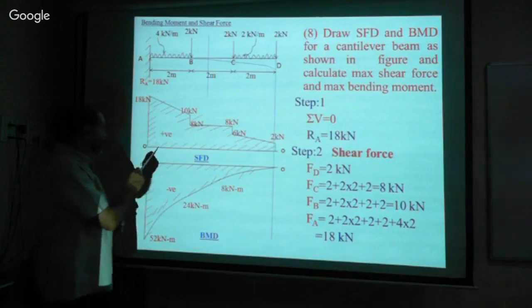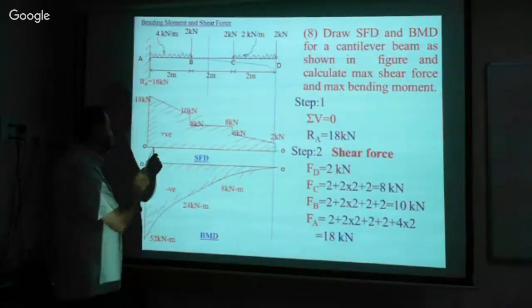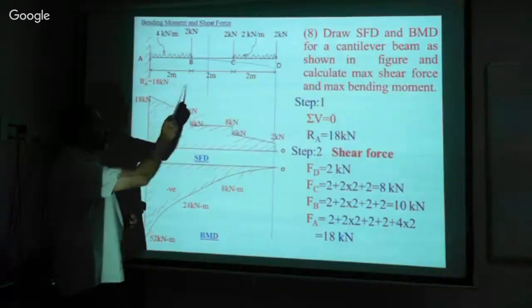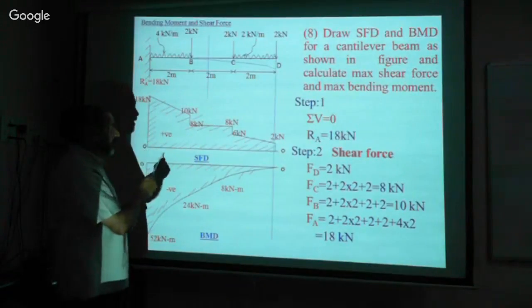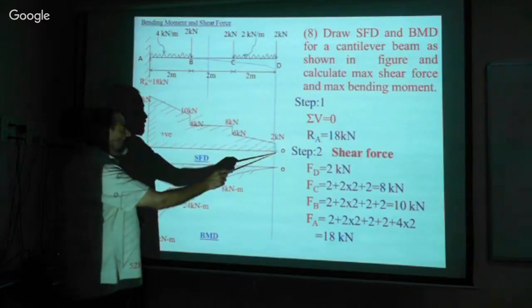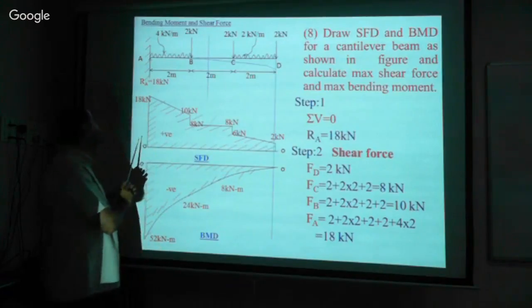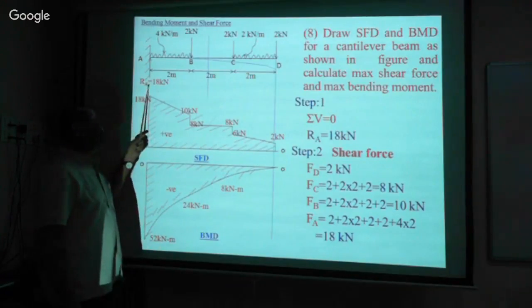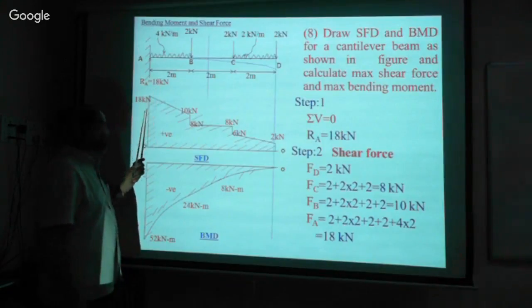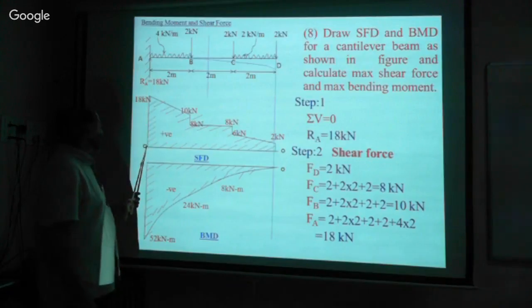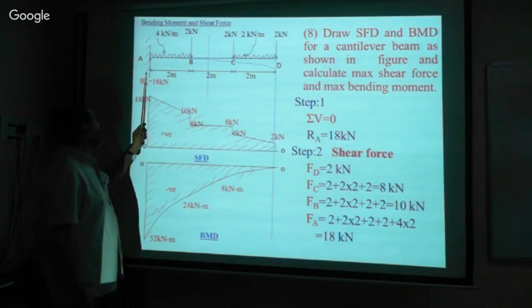Now take one reference below the beam. Now you draw, this is the reference line, the 0 line. Now here RA, the reaction at A, that is 18 kilonewton, is acting upward. Therefore, let us go up by 18 kilonewton. Draw a vertical line, that is 18 kilonewton.